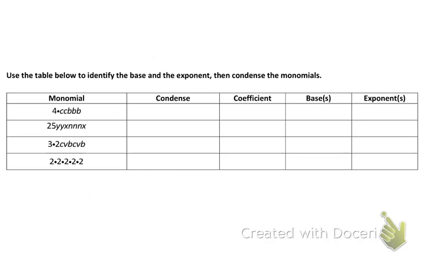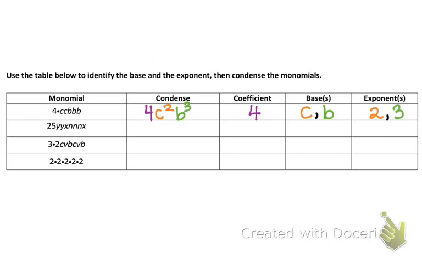In the second table, we're going to go backwards and condense our monomials. So in the first row, we have 4 times C times C times B times B times B. So in order to condense, we need to know how many copies of each base that we have. First of all, we have our coefficient of 4. We have 2 copies of C and 3 copies of B, so this becomes 4C squared B cubed. Our coefficient, like we said, is 4. We have 2 different bases, C and B, and our exponent for each of those would be 2 and 3.